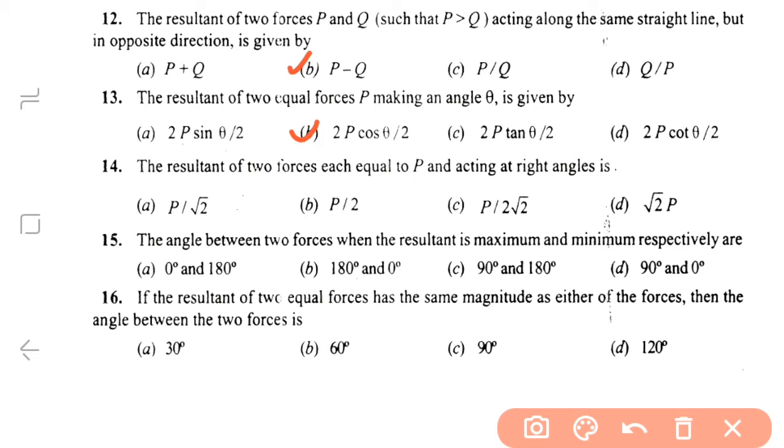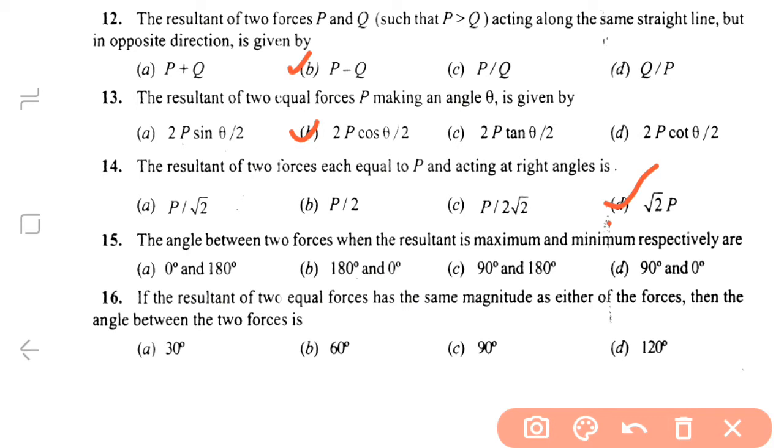Now next question is question number 14. The resultant of two forces each equal to P and acting at right angles is, here friends, these are the options, and here option D is the correct answer for this question, that is root 2 P.